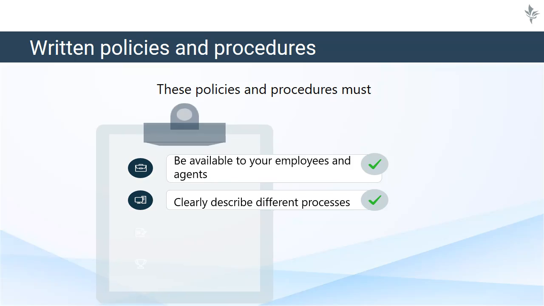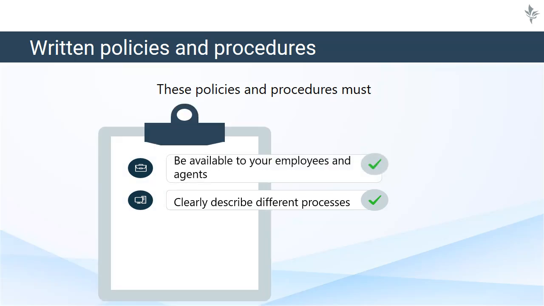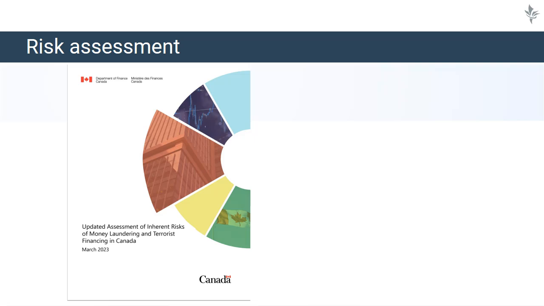These policies and procedures should be available to your employees, agents, and anyone who is authorized to act on your behalf when dealing with clients, transactions, and other activities. They should clearly describe the different processes implemented in your organization to operationalize these requirements in your day-to-day activities. The third element of a compliance program is a risk assessment.